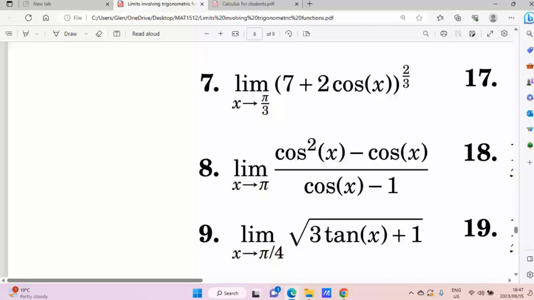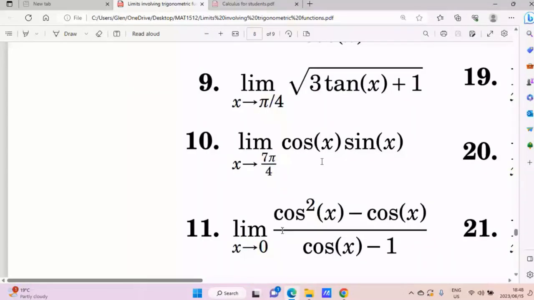Now, let's look at number 11. We are now working out number 11. Yes, sir. Okay.